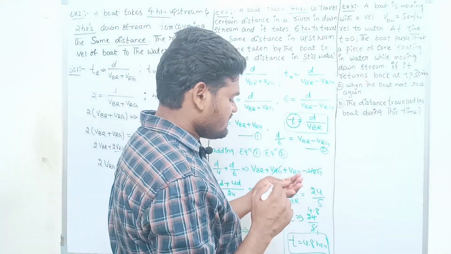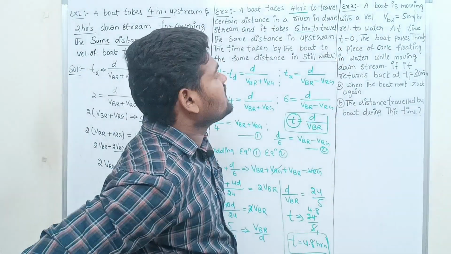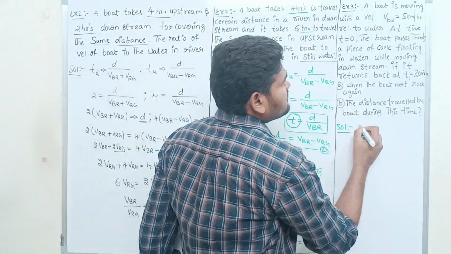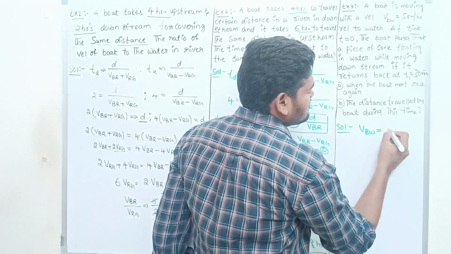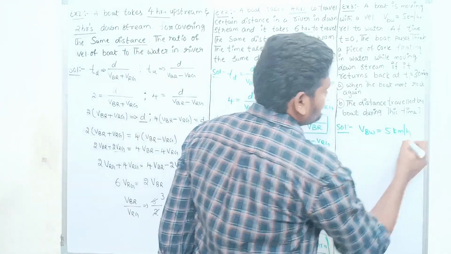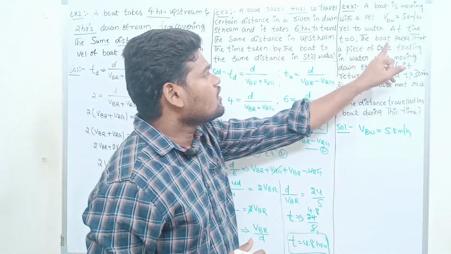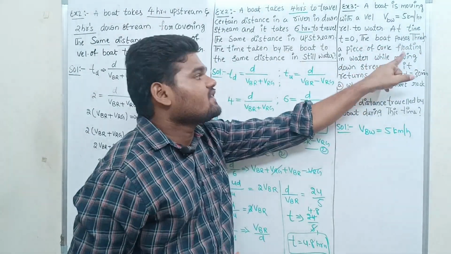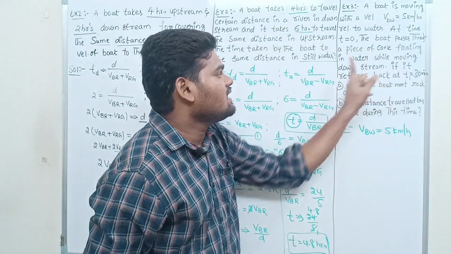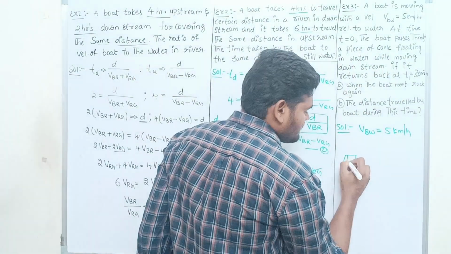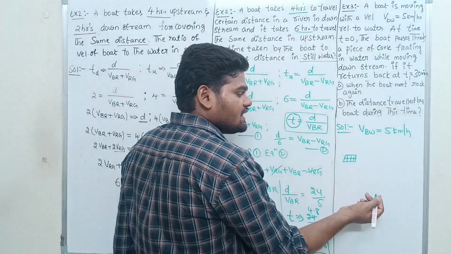Next, example number 3. What are they given, have a look. A boat is moving with a velocity. They are given the velocity of the boat. So the velocity of the boat with respect to water is equal to 5 kilometers per hour. Relative to water, at time t equals 0, the boat passes a piece of craft floating in water while moving downstream. Have a look, here there is a piece of craft and it is floating in water.